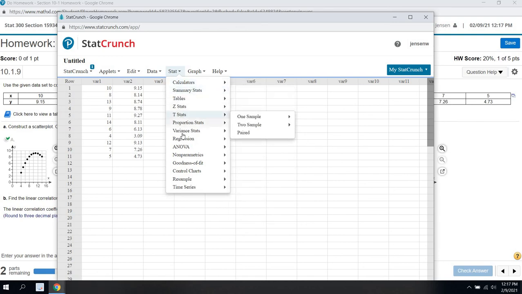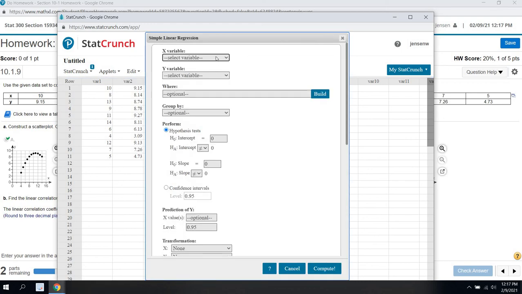Now, what we've done is we're doing regression, right? So we're doing correlation, which is under regression. So if you go to regression and go simple linear, you can select your x variable as variable 1, your y variable is variable 2. Now notice the hypothesis test down here. This is just already pre-filled in. Notice that it's 0, equals and not equals, just because that's the way it always is.